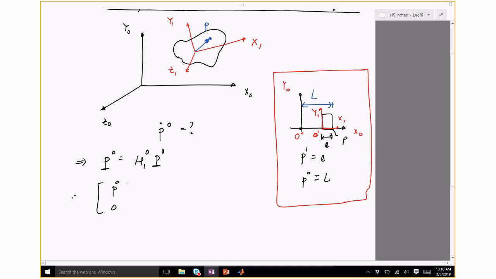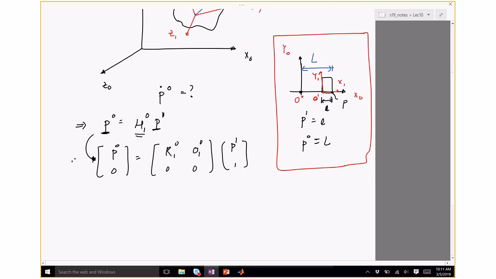So this is R10, O100, P11. So this P is this matrix or vector with a 1 appended to it, and that's just a way in which we can represent rotations as well as translation in one compact way, right? That's the homogeneous transformation. So P0, this dash indicates the 4 by 1 vector I've shown here. So P0 is effectively R10 P1 plus O10.